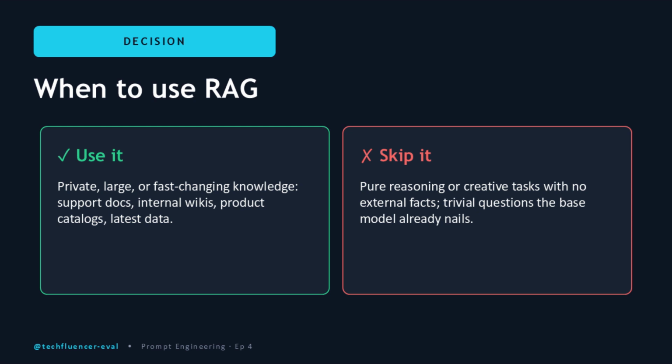So when should you reach for RAG? Anytime the answer depends on private, large, or frequently changing knowledge. Support docs, internal wikis, product catalogs, the latest data. When not to. Pure reasoning or creative tasks with no external facts, or trivial questions the base model already nails. Match the tool to the job.